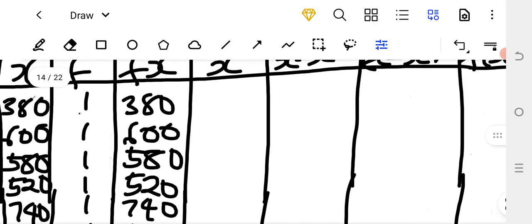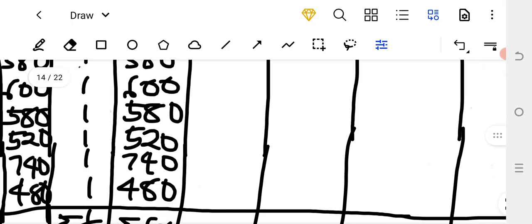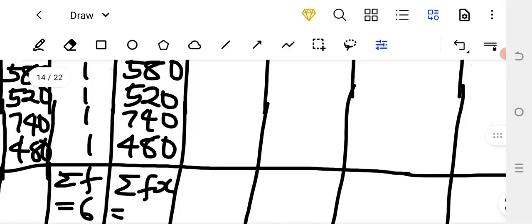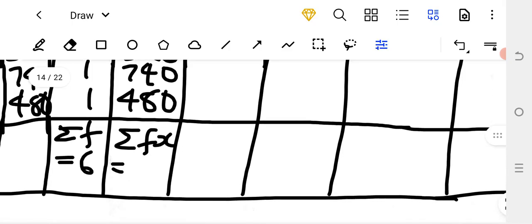Then we add them together. You are going to say 380 plus 600 plus 580 plus 520 plus 740 plus 480. So 480, 740, 520, 580, 600, and 380. You are going to have 3,300.